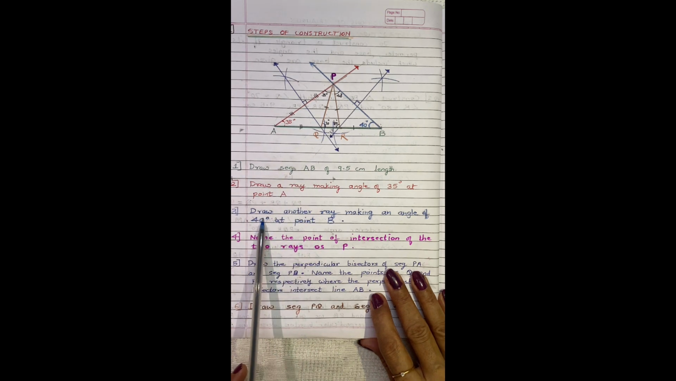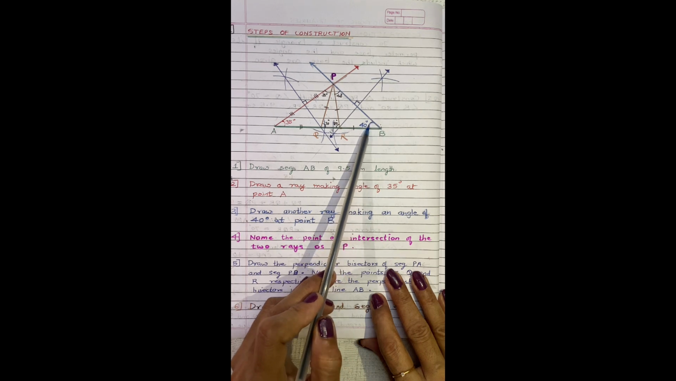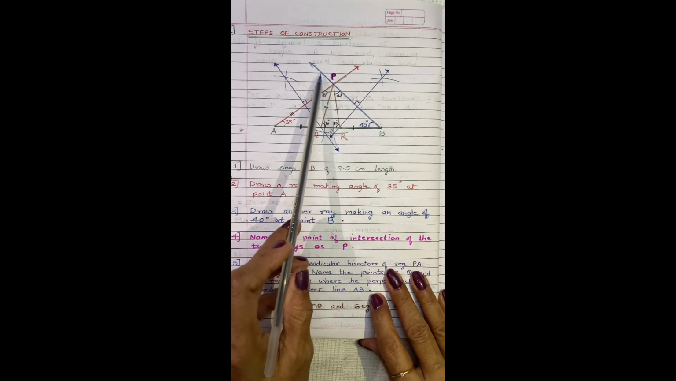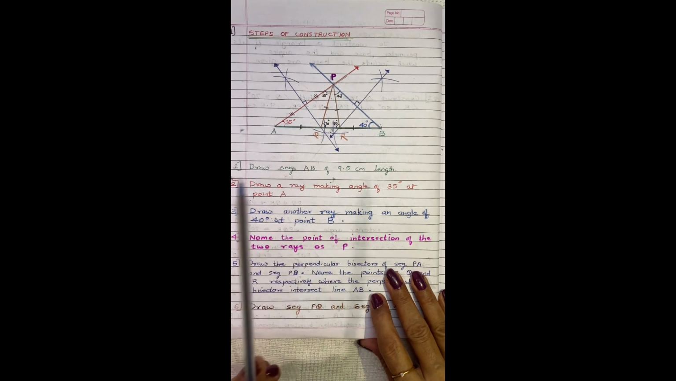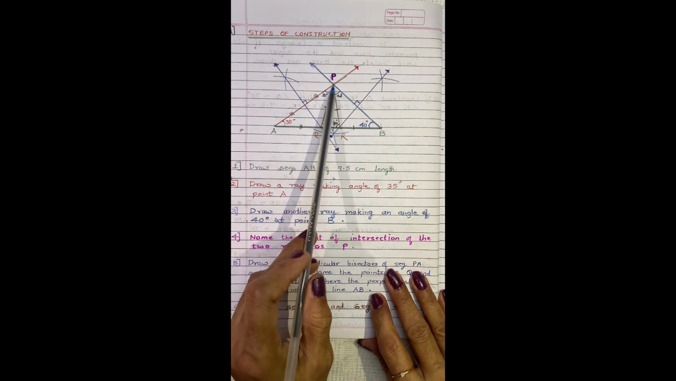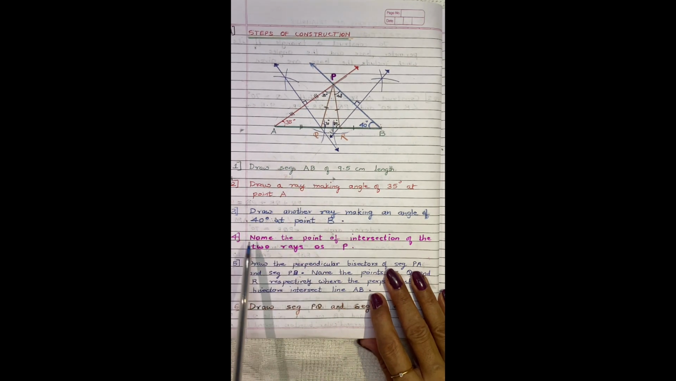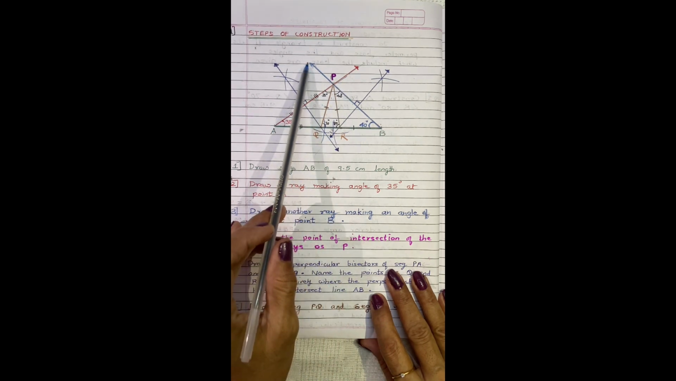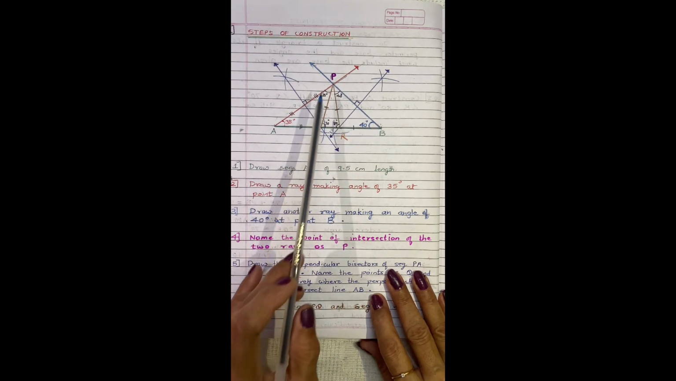Then draw another ray making an angle of 40 degrees on this side, at B. Now they both meet at point P. We get the point of intersection over here. Then name the point of intersection of the two rays as P. After drawing the angles, we get point P.